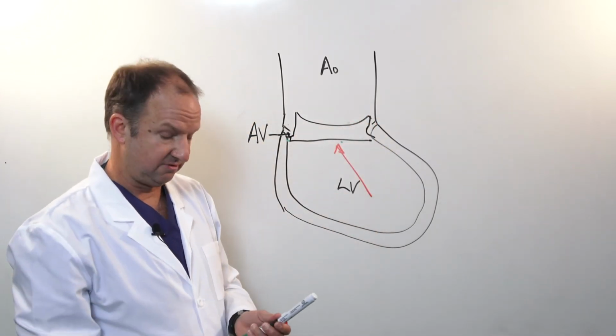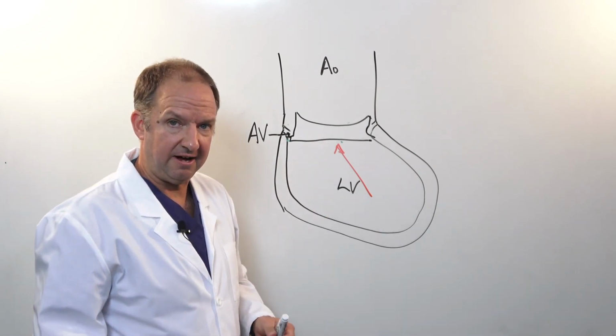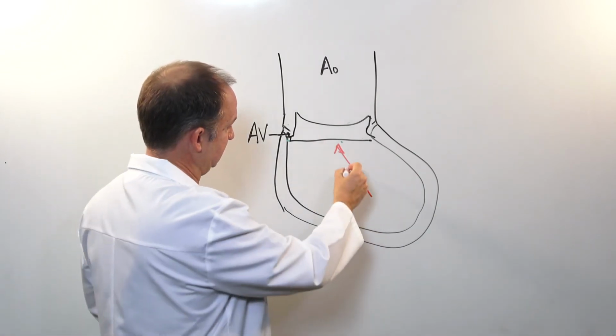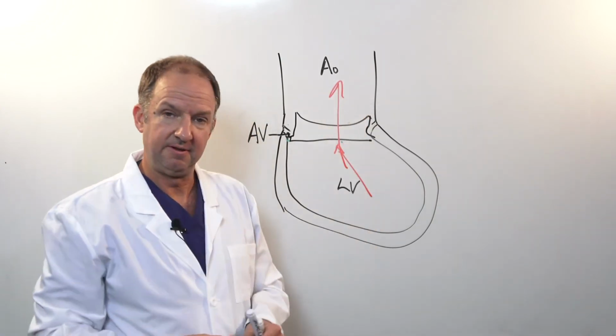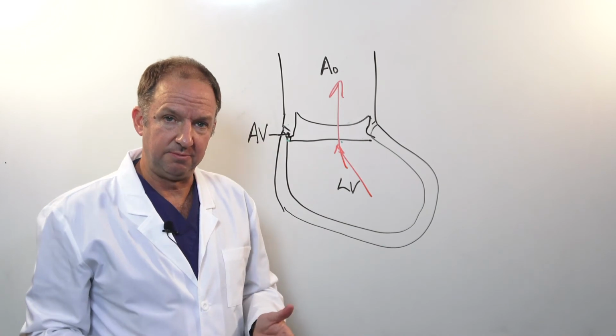And now, because we've restored the aperture of the aortic valve to a normal one, blood can easily flow out of the heart in this fashion. Now that's one way that we can replace the valve.